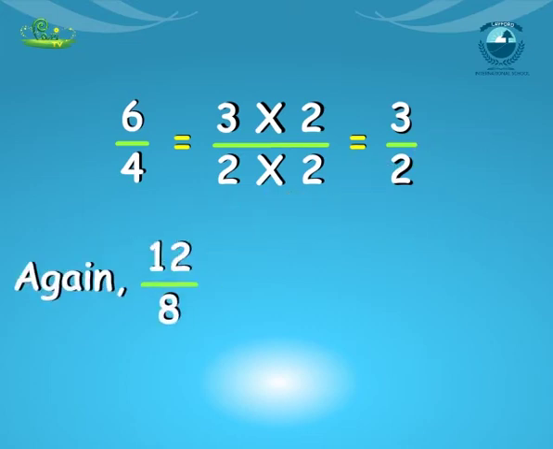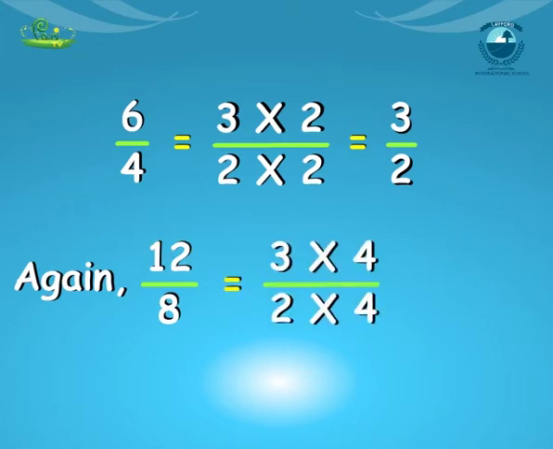Again, 12 divided by 8 is equal to 3 multiplied by 4 divided by 2 multiplied by 4 is equal to 3 divided by 2. Here the dividing factor is 4. So in all the cases, we find that the ratio comes out to be 3 by 2. Hence, they are called equivalent ratios.